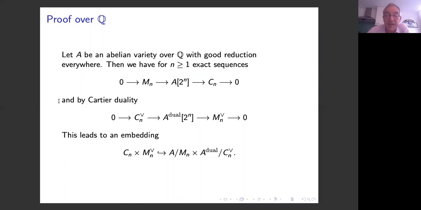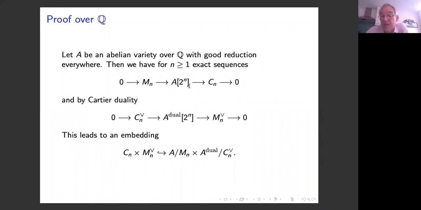In order to get around this, I take the dual of this sequence. So the sequence flips around, and the dual of the constant becomes diagonalizable. The dual of the diagonalizable becomes constant. And the group in the middle, the Cartier dual of the 2 to the n torsion points of A, is exactly the 2 to the n torsion points of the dual abelian variety. So I have a similar sequence. And now you see, if this is very small and n becomes big, then this must be big. So either this one is big or that one is big.